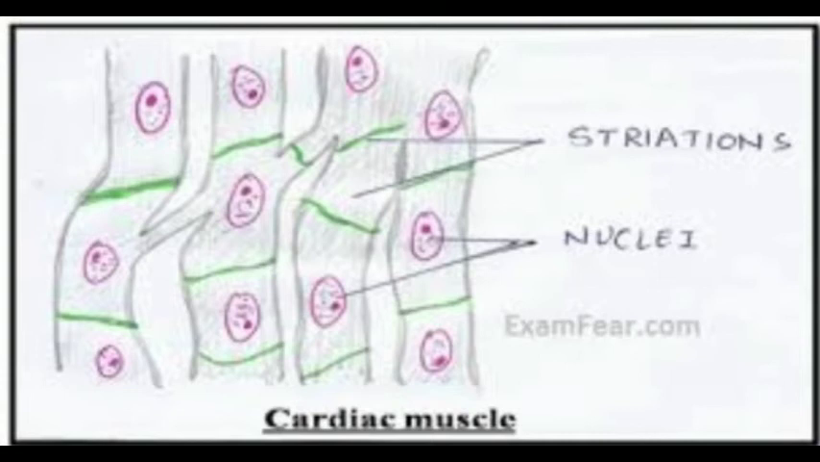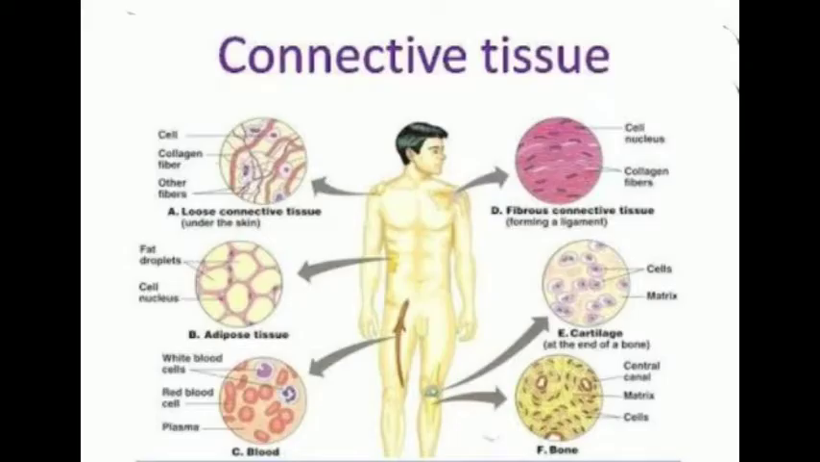The main property of this muscle is they contract and relax rhythmically throughout life, and these are present on the walls of heart, pulmonary vein and superior vena cava. They are involuntary. They are not under our control. Striated muscles are voluntary muscles because we move our legs and hands on our will. While unstriated and cardiac are involuntary muscles.